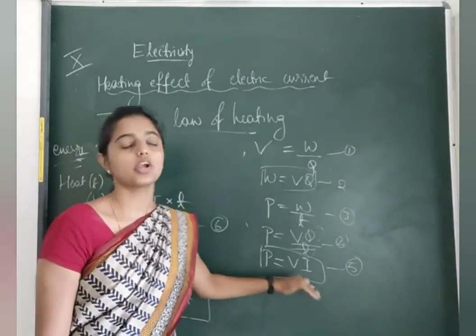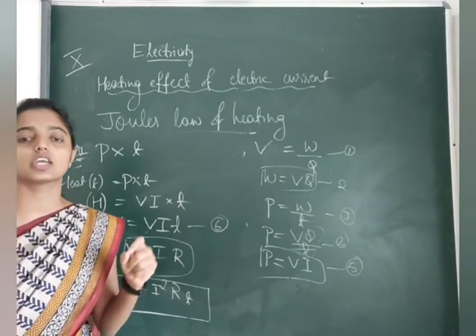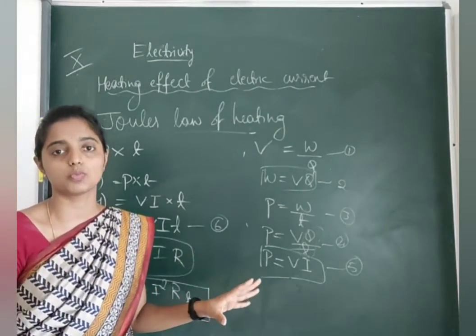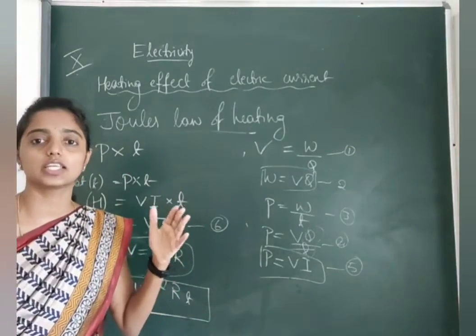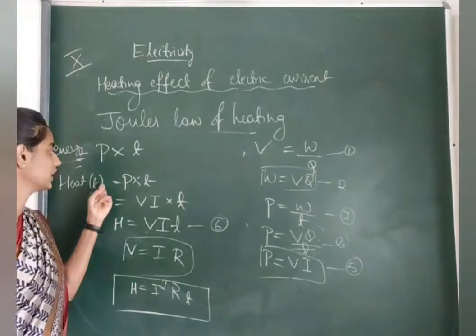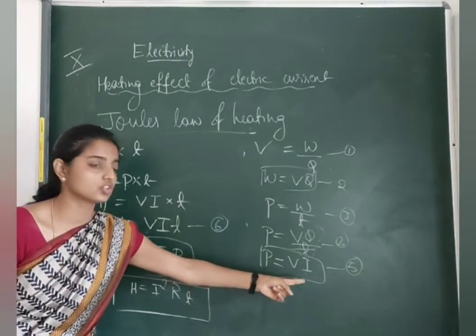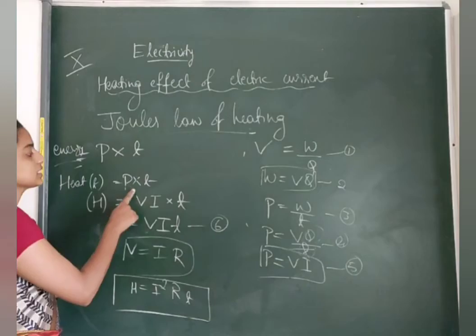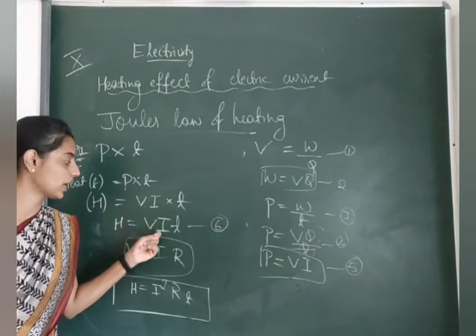After this point we have one more equation that is P into T, which gives the heat or energy supplied to the source. Both are the same. Since we are deriving the heat equation, we take H outside. So we got one equation, H is equal to P into T. We already have the value of P, that is V into I. So substitute here, and we got H is equal to V into I into T.